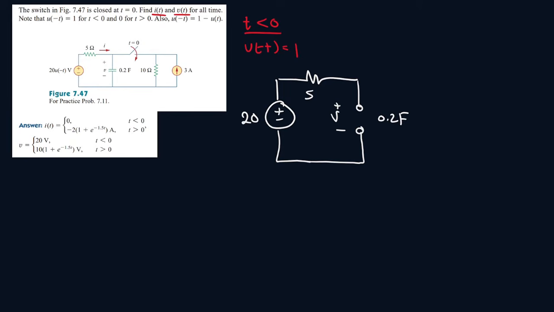And even if the current is 0, there is still a voltage. So the voltage here will be the same as the voltage here. And again, since the current is 0, the current passing through this entire circuit is 0. This resistor is useless. So for when t is less than 0, voltage will be 20 volts, and the current will be 0.